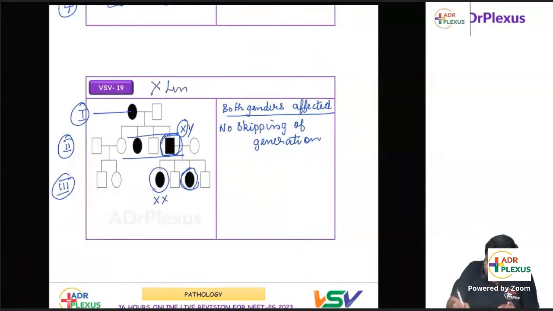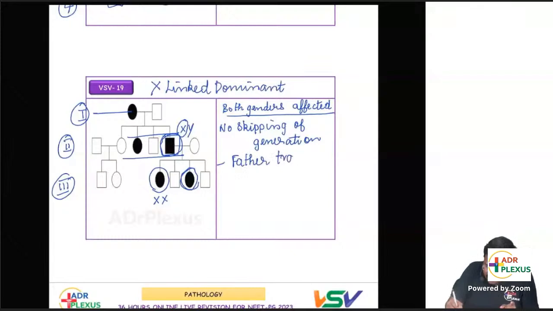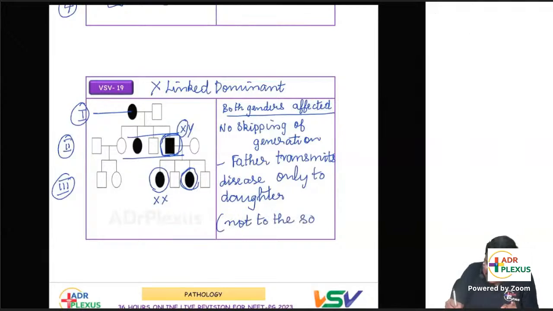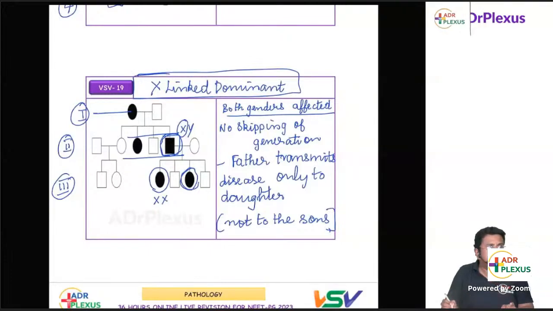X-linked dominant, in which the father transmits the disease only to the daughter, not to the sons. This is very important to diagnose an X-linked dominant pattern. Very, very important.